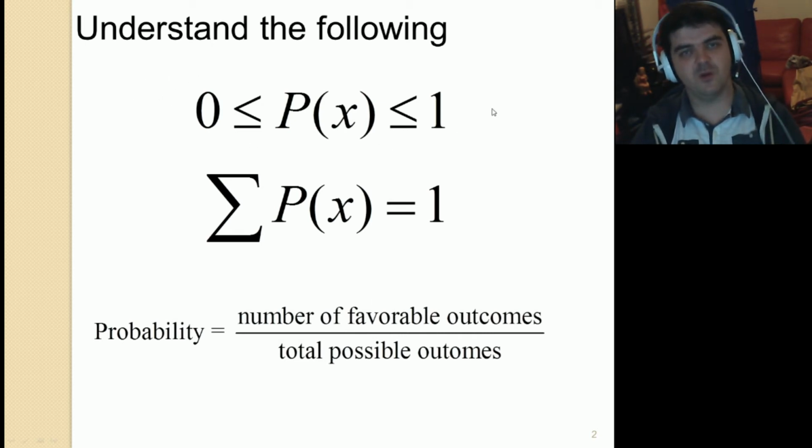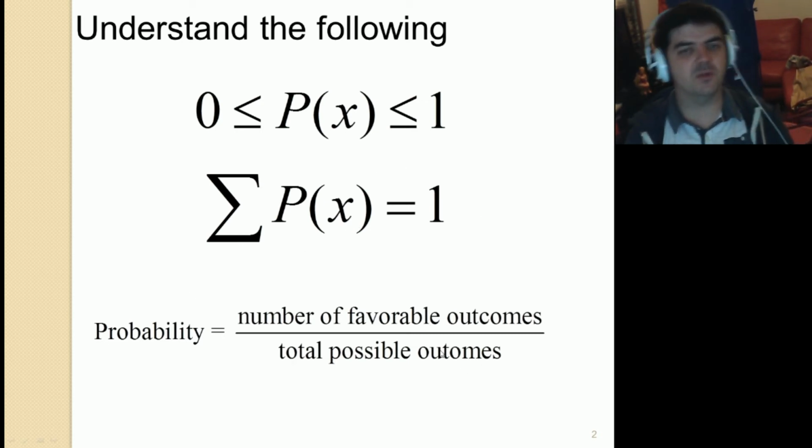These mean that all probabilities are measured between 0 and 1. So probability has to lie between 0 and 1. And the sum of all probabilities has to equal 1. That's just what those 2 things mean. Probability is the number of favourable outcomes over total possible outcomes.